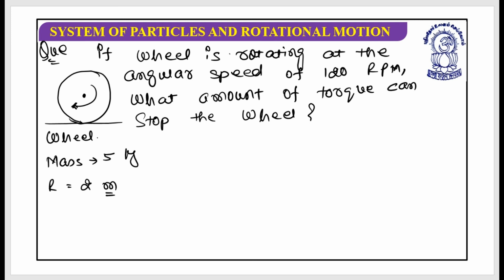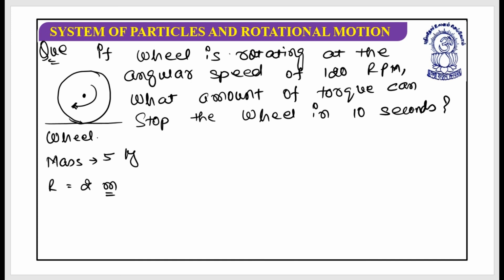So what should I do? They say that the wheel is already in rotational motion, and it is moving with an angular speed of 120 rpm. So I should change it a little: what torque can stop the wheel in 10 seconds? Yes, so they want to stop this wheel. How could they stop the wheel in 10 seconds? So what should I do?